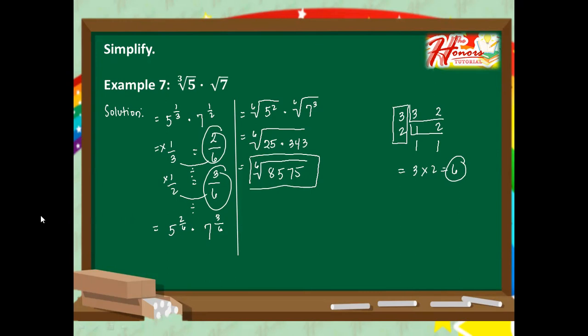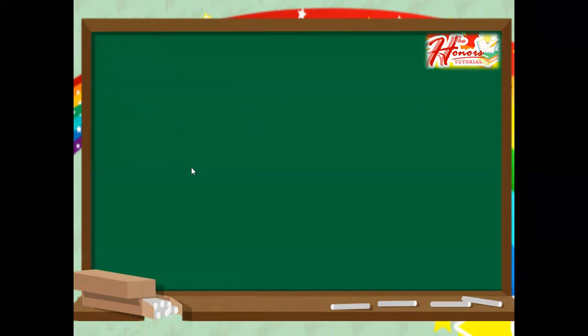Let us have another. We have here the cube root of 2 times the fourth root of 9. Same process. Let's change the indices into similar ones because we have here different indices. So therefore, they are unlike radicals. We have to change them into like radicals. So this will be our solution.